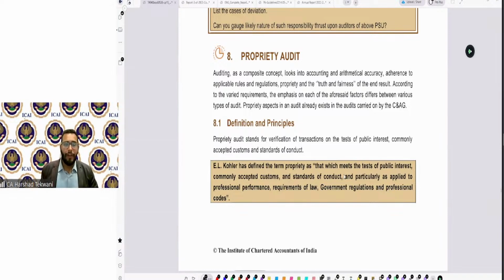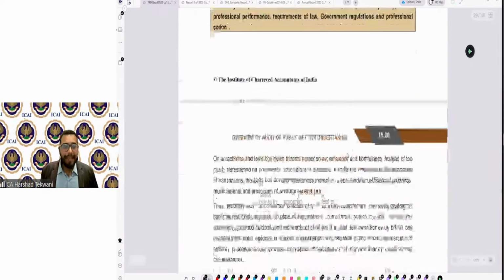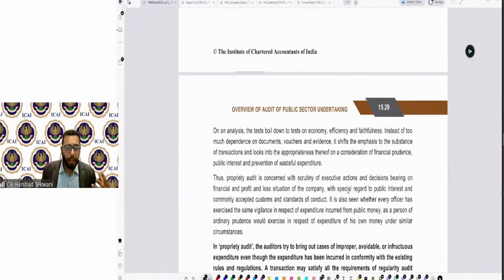Proprietary audit is a verification of the transactions to test public interest, commonly accepted customs or standards of conduct. It means whether the transactions are done to satisfy the economy and to satisfy the public interest, a question of whether the right thing has been done or not. That is the question answered in the proprietary audit. You can say it's a subset or part of the performance audit.